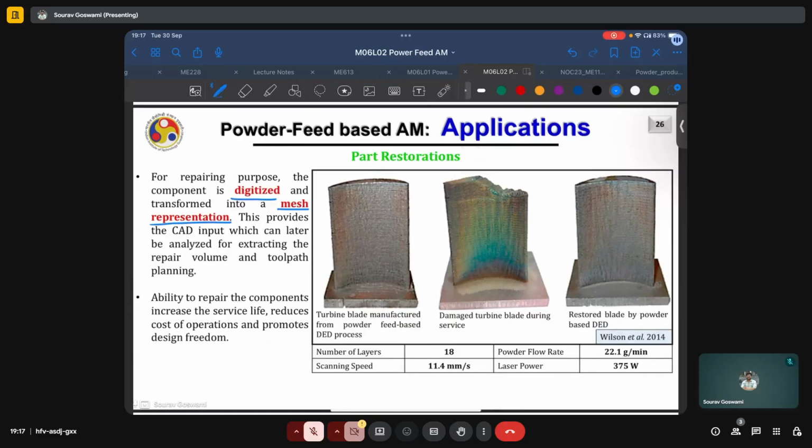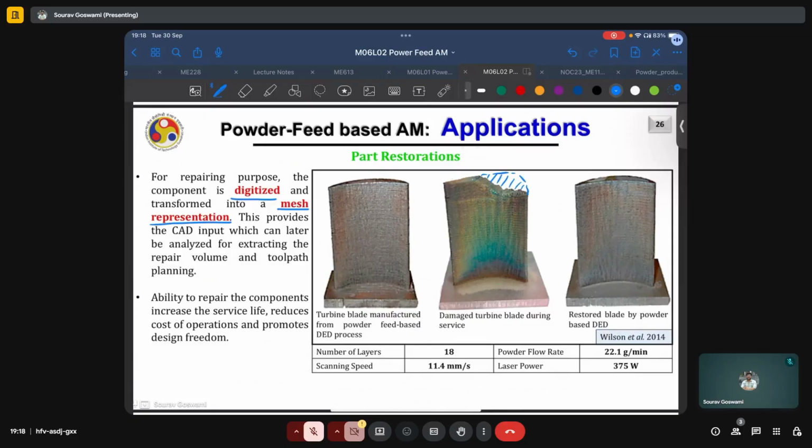On the right here, we have a typical engineering component, a turbine blade, which at the very outset was manufactured from a powder feed based DED process. It got damaged during service, and as we can see, this top part was lost. Now, typically, such a blade would have to be discarded because there were no other means of repairing it, and we would have to build a new blade, even though, say, most of it was still in useful condition.